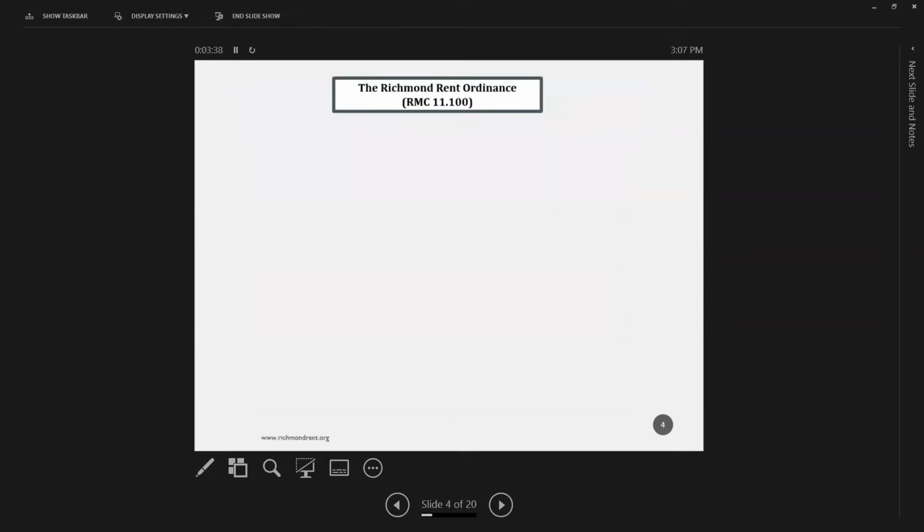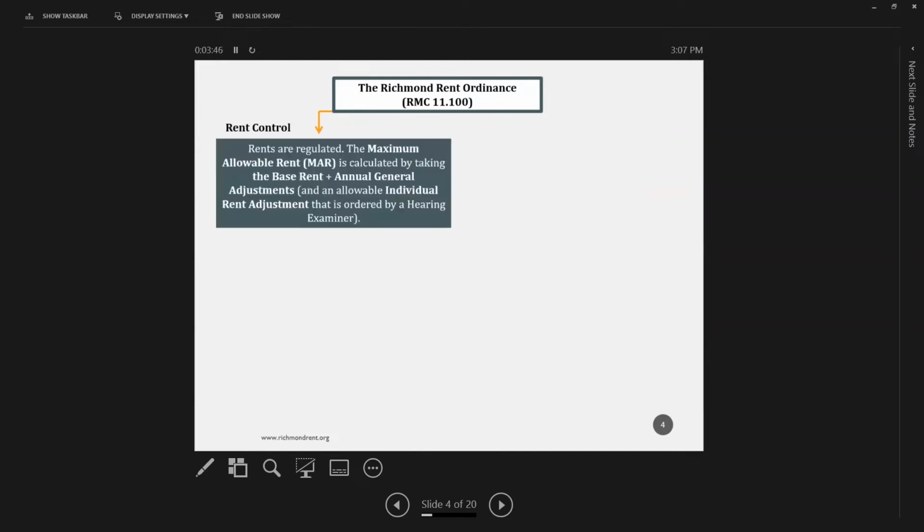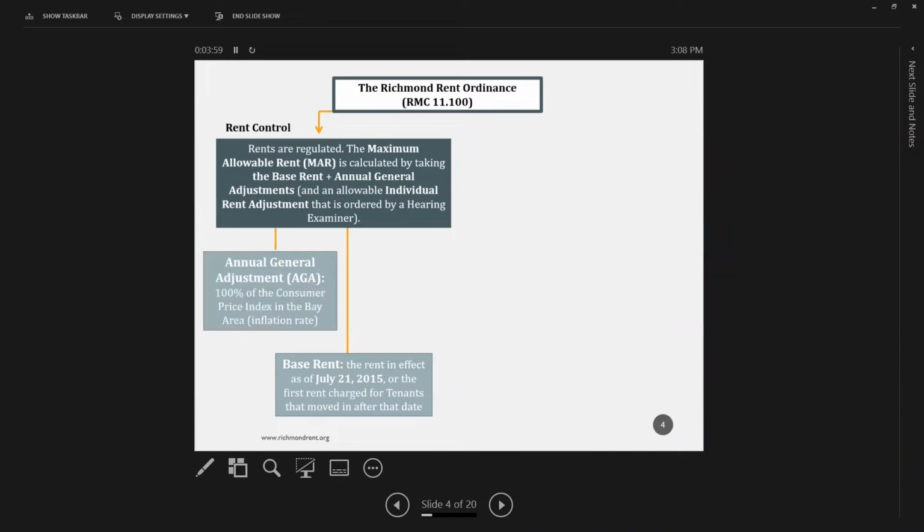The rent ordinance has two main components: rent control and protection for evictions, known as just cause. In the next slide, we'll discuss the types of properties that are subject to rent control and eviction protections, and further details will be provided later in the presentation.